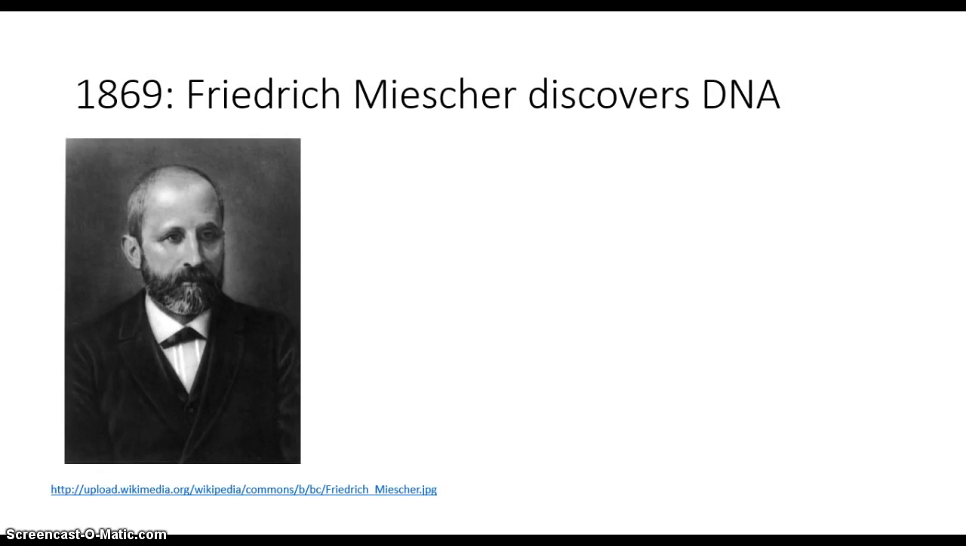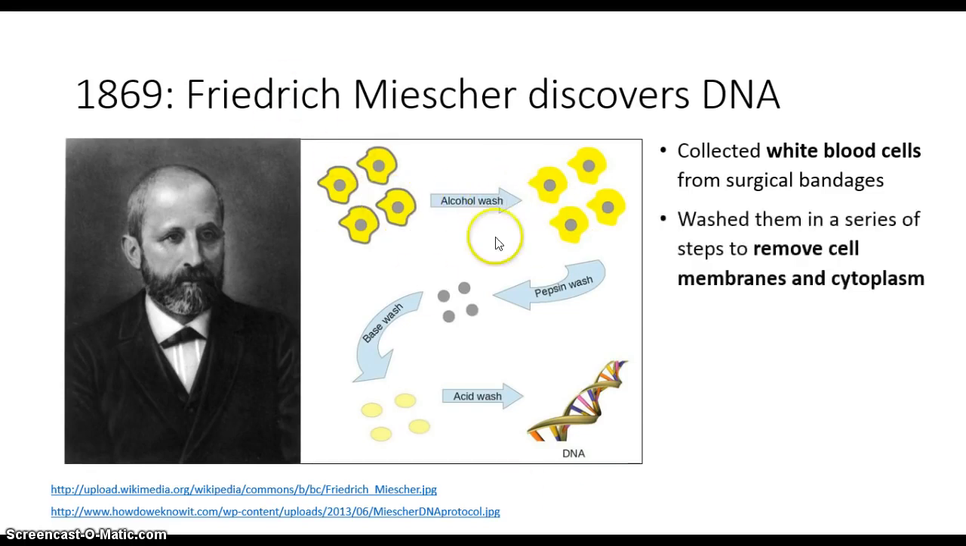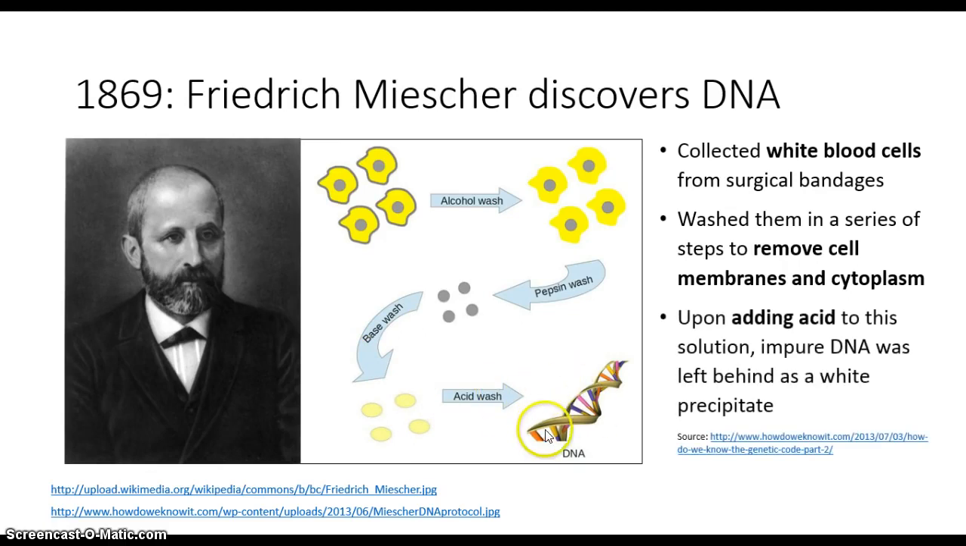It was first discovered in 1869 by a Swiss physician and biologist named Friedrich Miescher, who isolated DNA from white blood cells that he collected from wounded victims of war and so forth. He took these white blood cells and through a series of steps, he got rid of most of the outer material of the cell itself. Alcohol got rid of the cell membranes, pepsin, a protein breaking enzyme, broke down the rest of the material. When you immersed it in a base, the nuclei swelled up, and when you added acid, the DNA was left behind as an impure white powder.